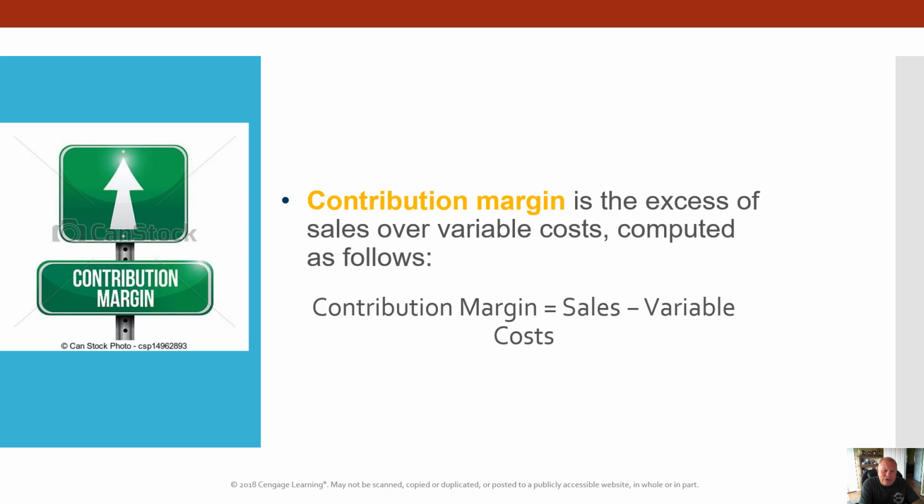I want to introduce a few new terminologies here. And one is the contribution margin. And that's the excess of sales over variable costs. So we have the contribution margin, sales less variable costs. This is what's left over to impact the fixed costs.